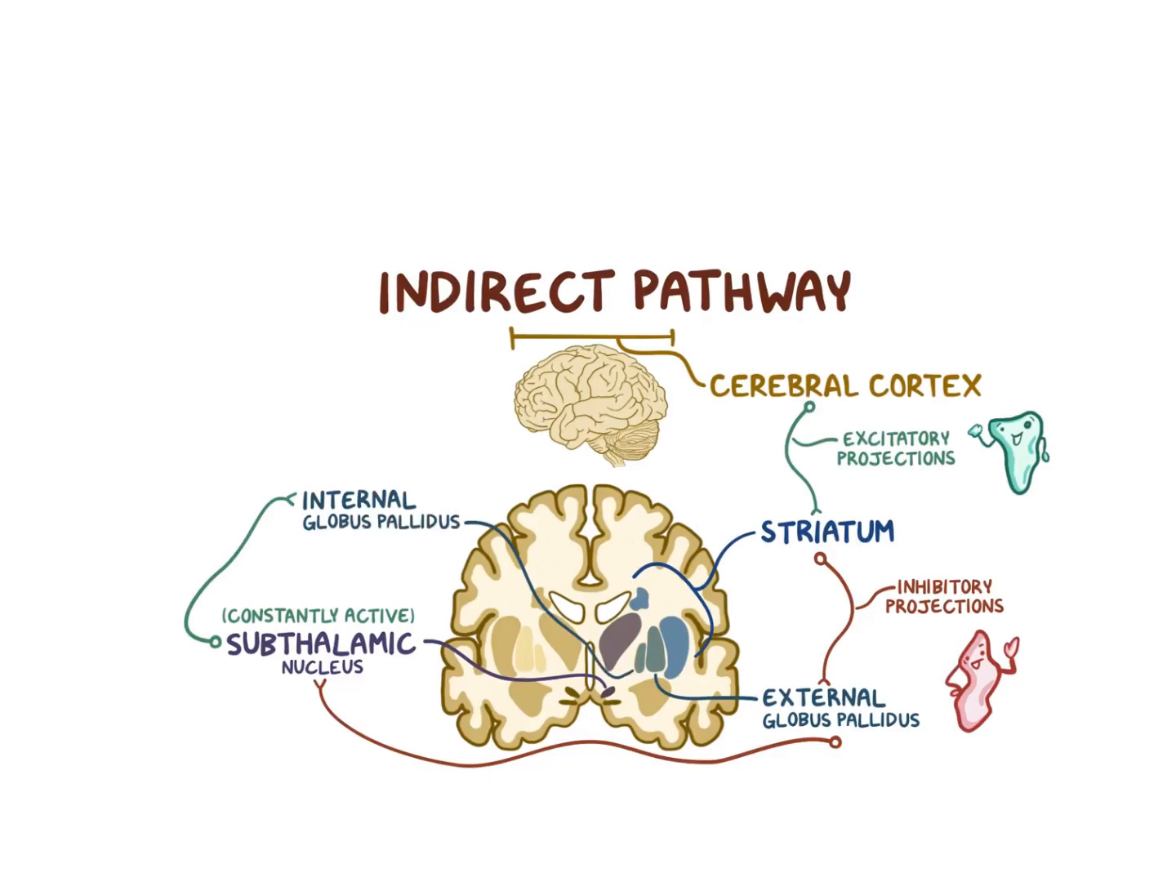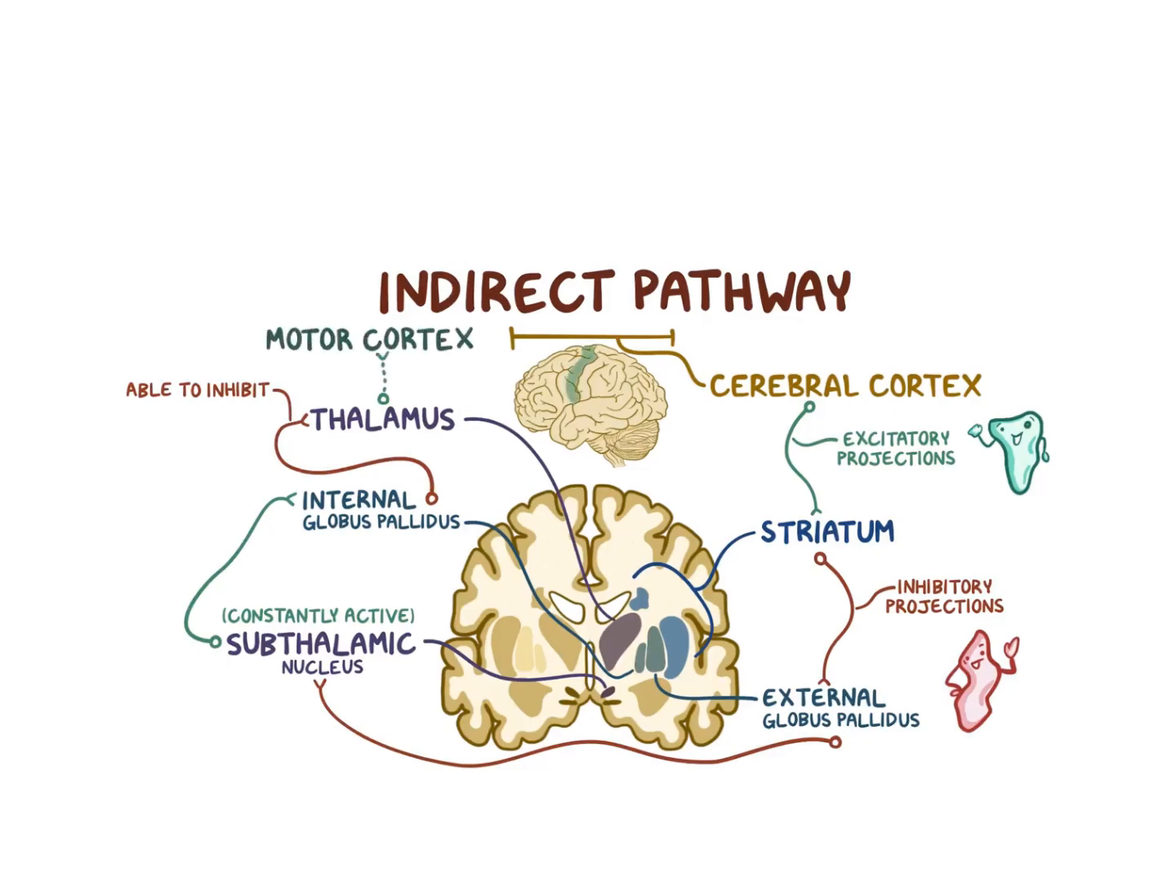This is in direct opposition to what happens in the direct pathway. By exciting the internal globus pallidus, it's able to inhibit the thalamus, which sends excitatory signals to the motor cortex.